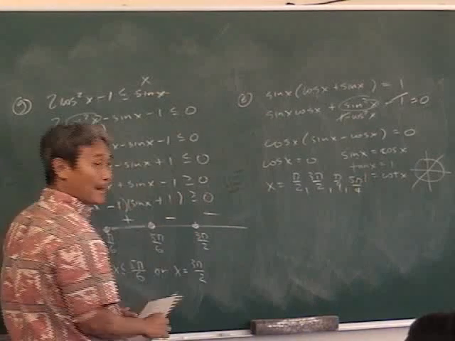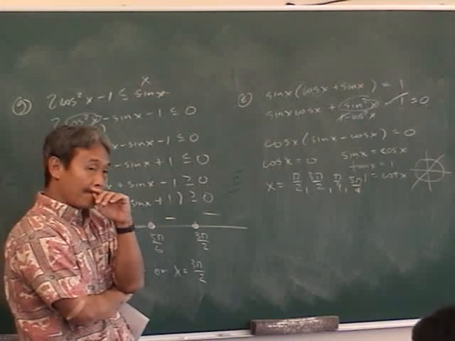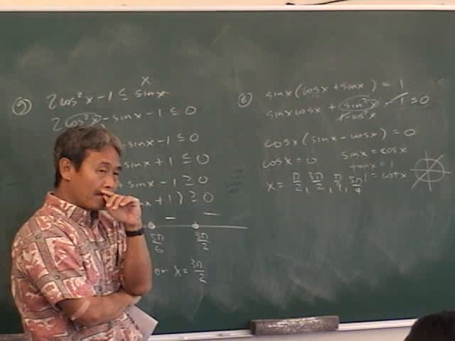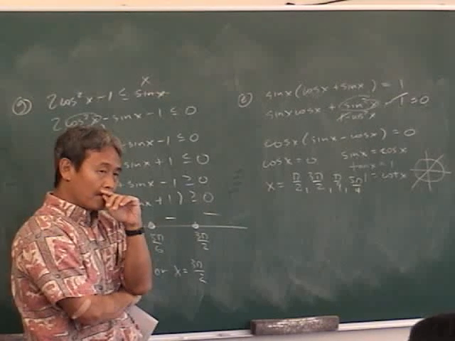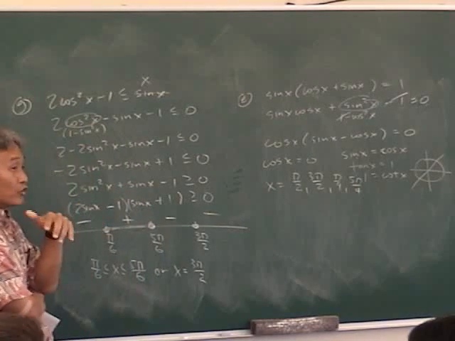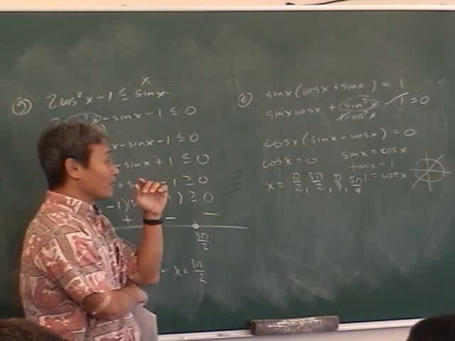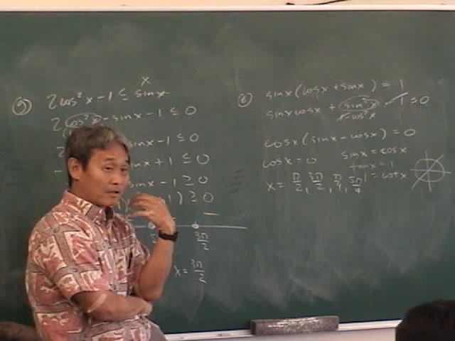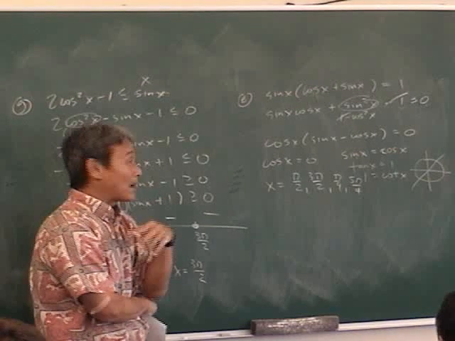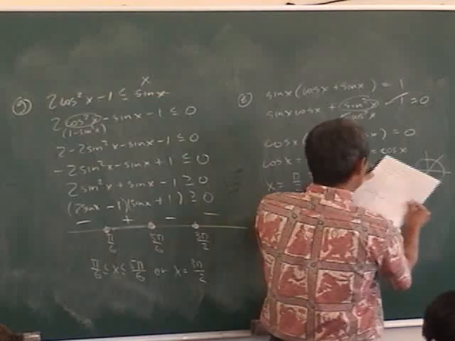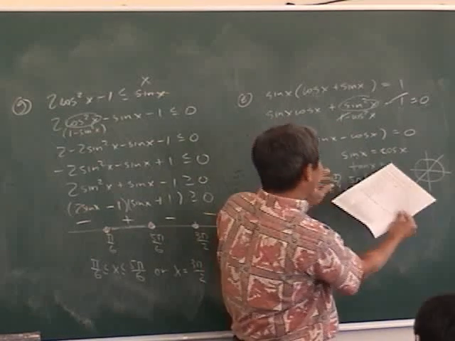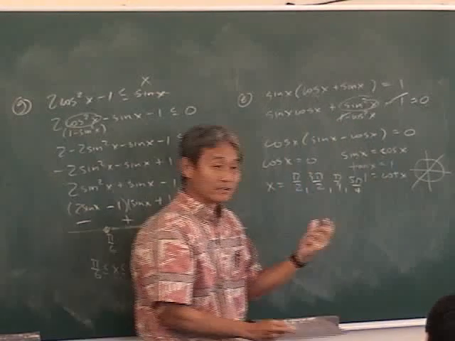But what if cosine x equals 0? Then you couldn't divide by cosine x. Oh, because Mr. Park, you said that if you cancel a variable from both sides, you lose solutions. How come we're not losing solutions? Yeah, but I'm not canceling it out. See, I'm not canceling cosine x from both sides of the equation. I'm just transforming them into different functions.